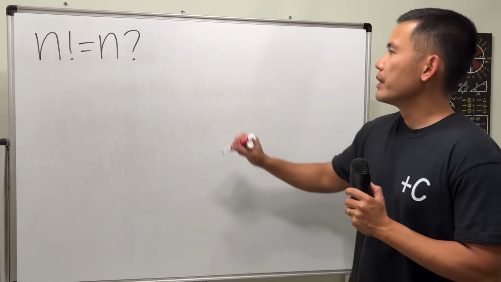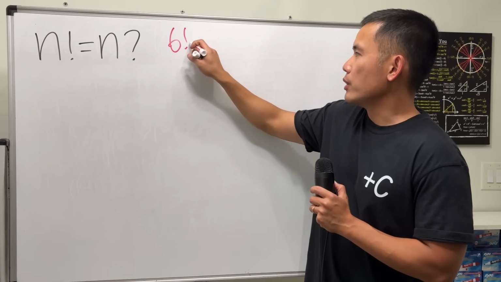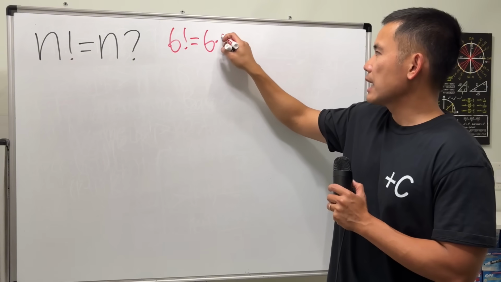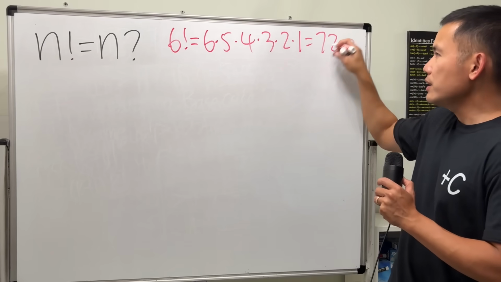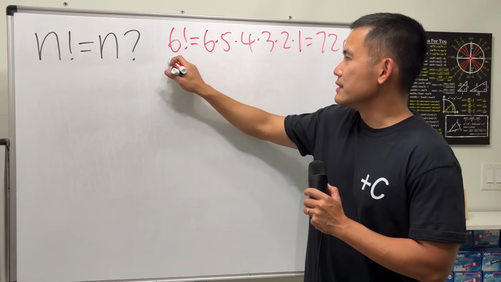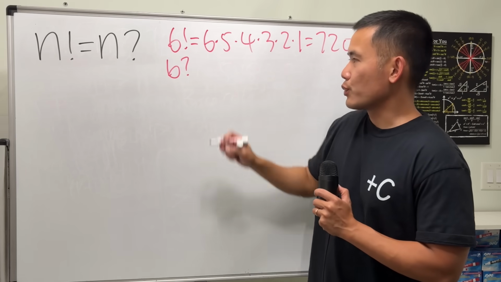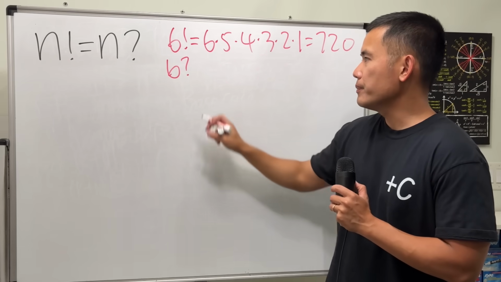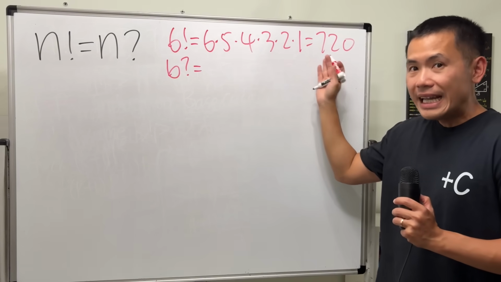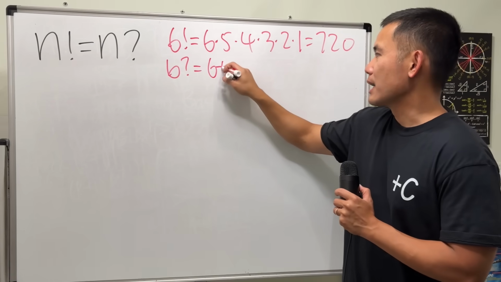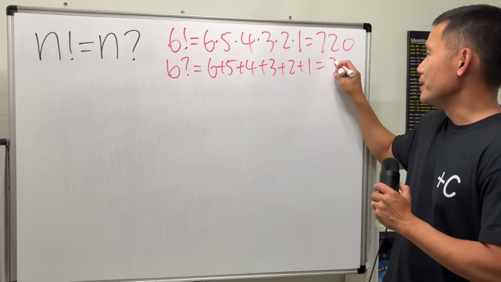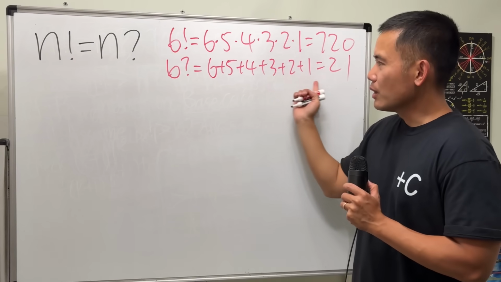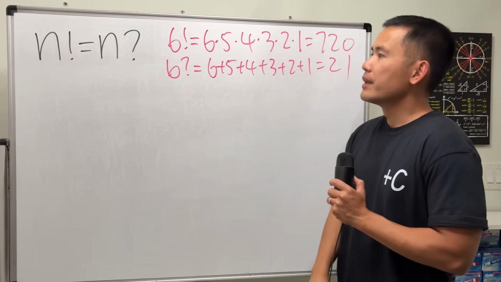Here's an example. If you have 6 factorial, you will just do 6 times 5 times 4 times 3 times 2 times 1, which is 720. But if you have 6 with a question mark, which is called terminal, you'll be adding this up instead. So 6 plus 5 plus 4 plus 3 plus 2 plus 1, and that will be 21. And this is also called a triangular number.